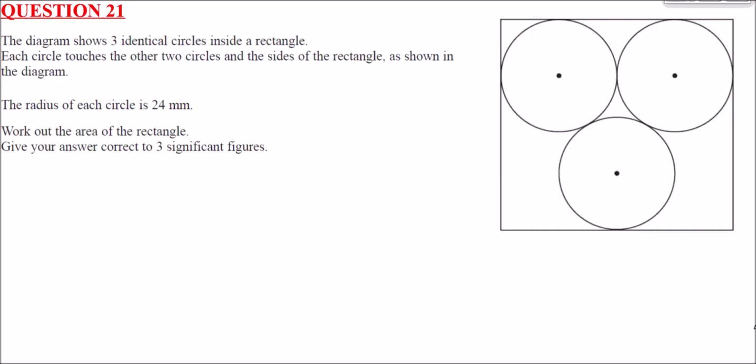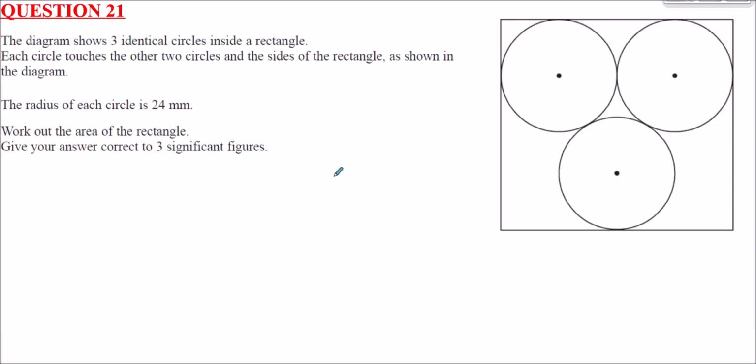For question 21, we've got a diagram to have a look at and solve. We've got 3 identical circles inside a rectangle as shown. Each circle touches the other 2 circles and the sides of the rectangle, again as shown. The radius of each circle is 24 millimeters, and we have to find the area of the complete outer rectangle enclosing these circles. Give your answer to 3 significant figures.